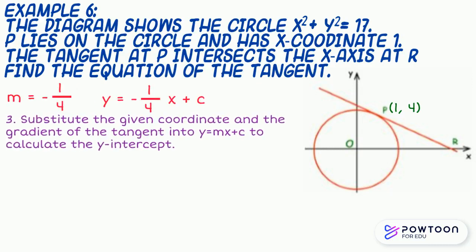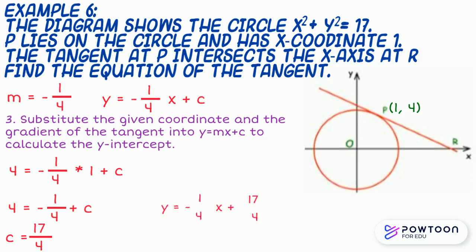Step 3 says, substitute the given coordinate and the gradient of the tangent into y equals mx plus c, and solve for the y-intercept. So we've got 4 equals negative 1/4 times 1 plus c. When you rearrange and solve, we've got c is equal to 17 over 4. Knowing that our gradient is negative 1/4 and our y-intercept is 17 over 4, that means our equation of the tangent is just y equals negative 1/4 x plus 17 over 4.